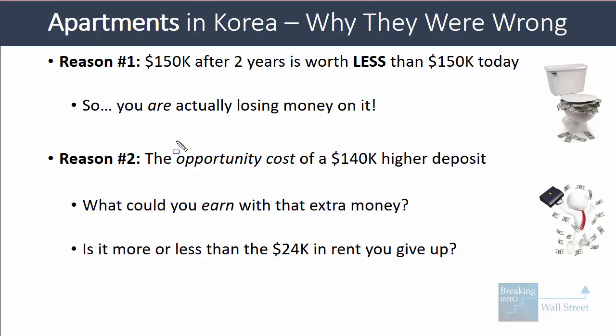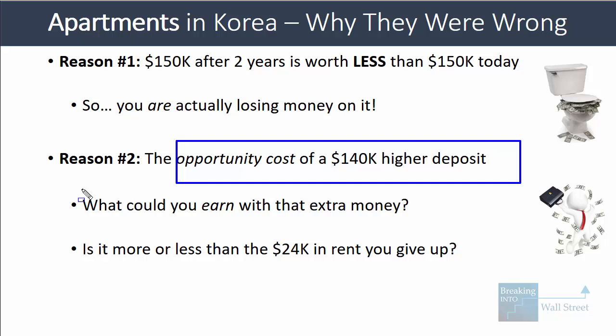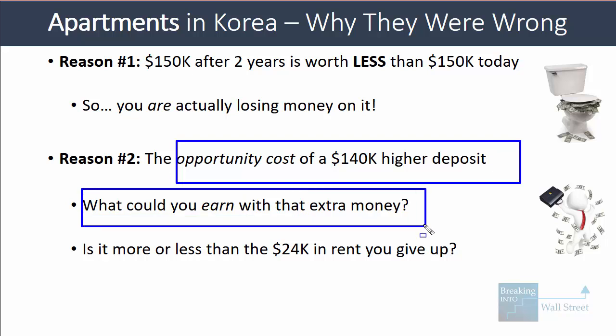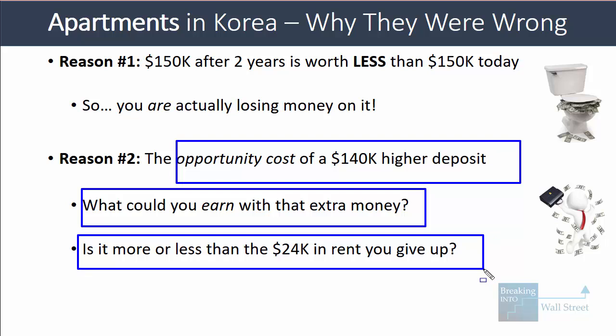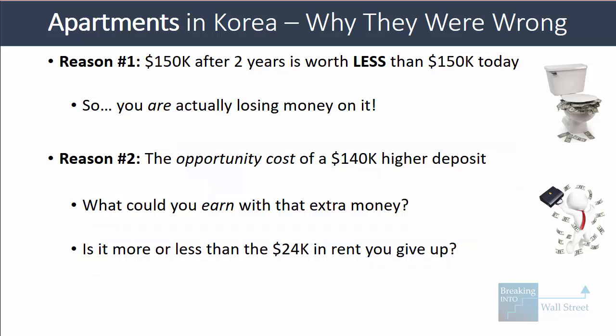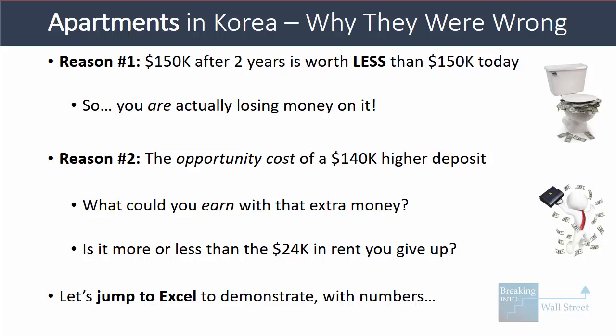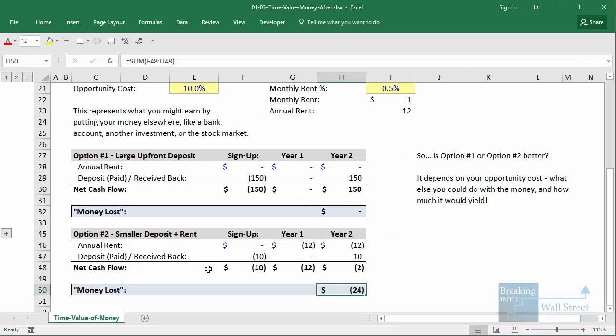The second reason they were wrong is because they didn't consider the opportunity cost of a deposit that's $140,000 higher. In other words, what could we earn extra with that money? So if we could earn, for example, more than the $24,000 in rent, then perhaps it makes more sense to go with option number 2, you invest that $140,000 and earn extra money with it. On the other hand, if we're not going to be able to earn as much as this $24,000 with this extra money that we get from a lower deposit, then maybe it doesn't make as much sense to do that. To illustrate this concept, let's jump into Excel now and go into some of the numbers behind this.